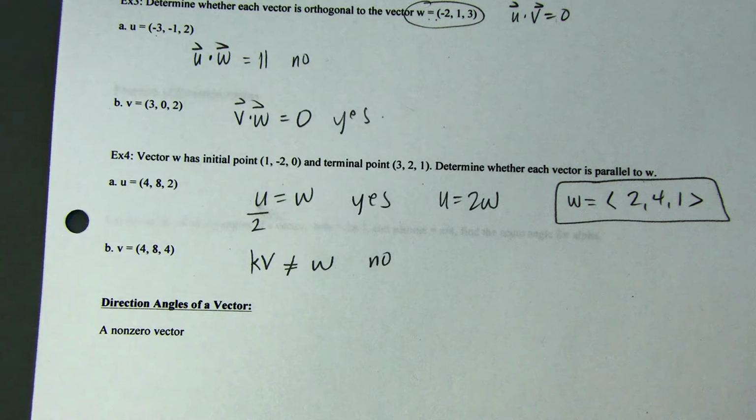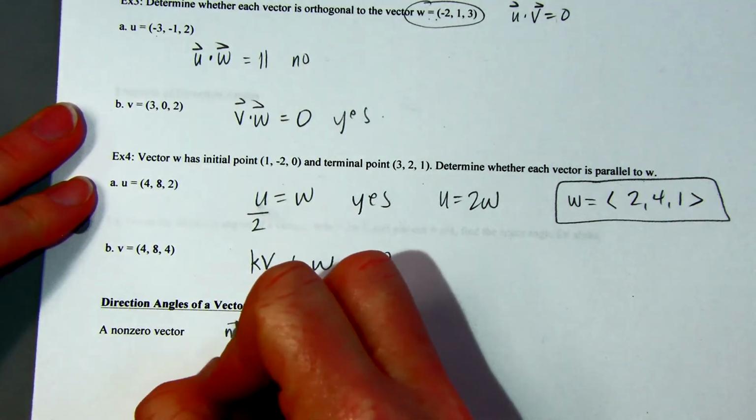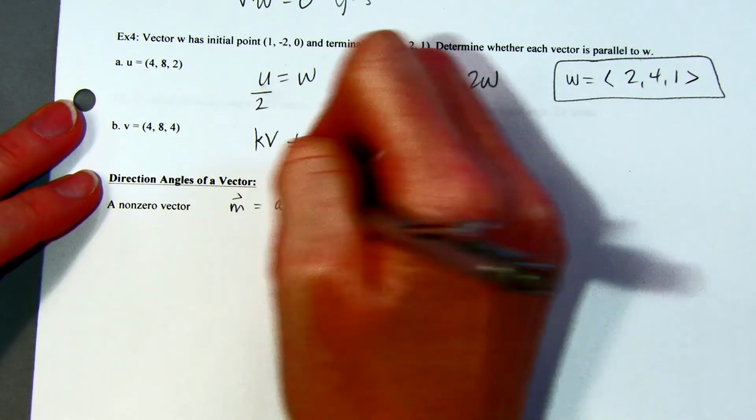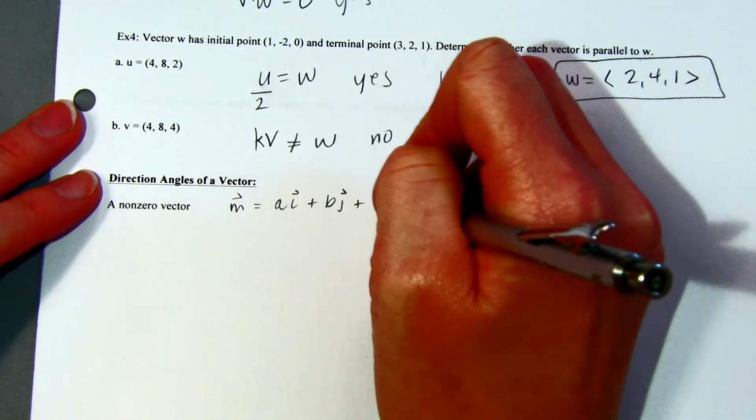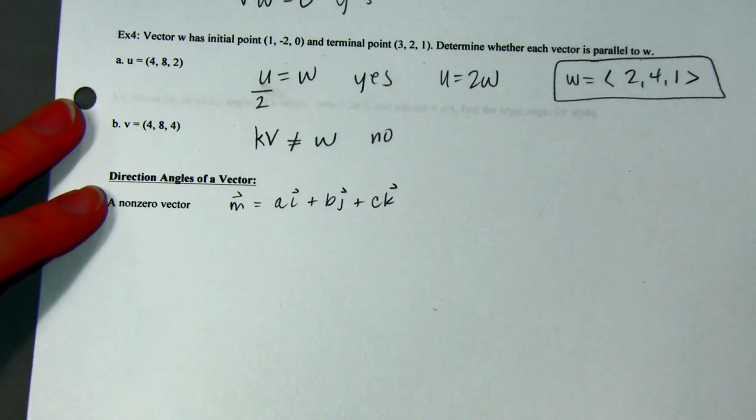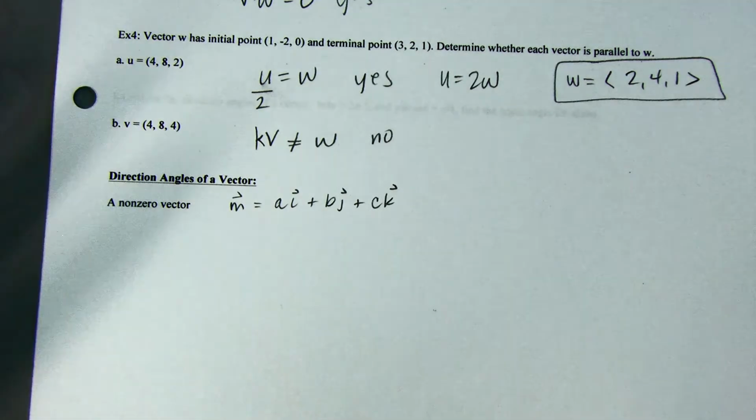Now where things start to get interesting is when you talk about direction angles. This one's a little bit hard to visualize, so we'll just do our best here. Let's say that you have a non-zero vector. Let's call it vector m, and I can write it in ijk form. Here I have this non-zero vector where a, b, and c are just some constants.